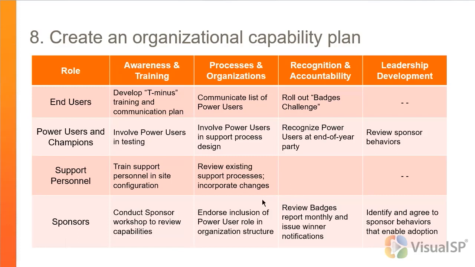If you were to imagine this grid without the content in the middle for a second, now you've got something that you're compelled to want to fill in. And so the way I would do this is take each column one at a time and ask myself, for example, in the area of awareness and training, what do I need to do for end users? And in this case, I said, let's make sure to develop a training and communications plan that delivers more information as you move closer to go live.